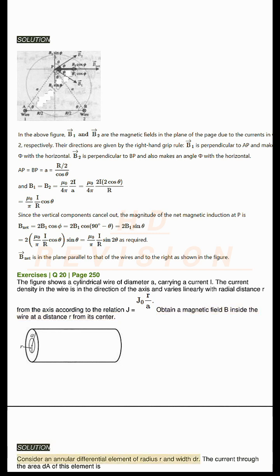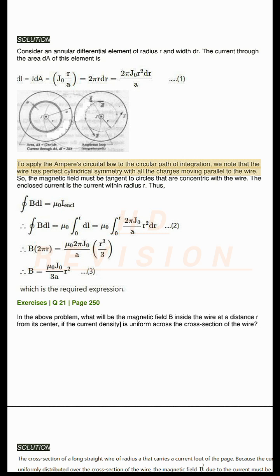Solution. Consider an annular differential element of radius r and width dr. The current through the area dA of this element is. To apply Ampere's circuital law to the circular path of integration, we note that the wire has perfect cylindrical symmetry with all the charges moving parallel to the wire. So, the magnetic field must be tangent to circles that are concentric with the wire. The enclosed current is the current within radius r. Thus, Exercises Q21, page 250.